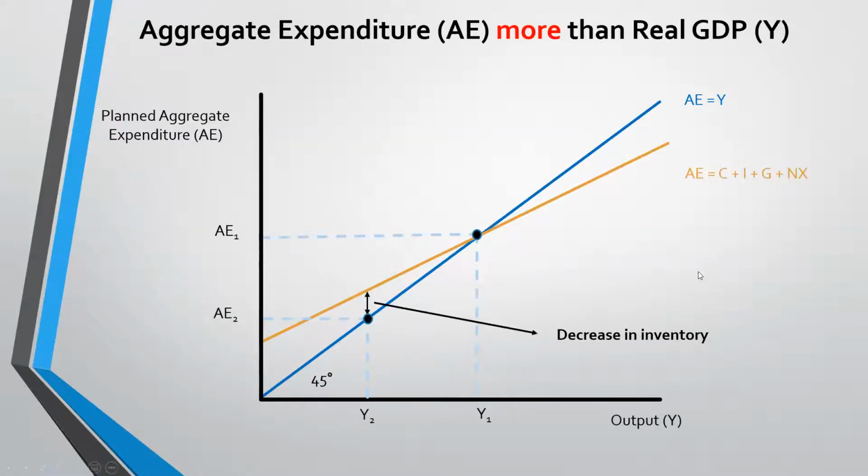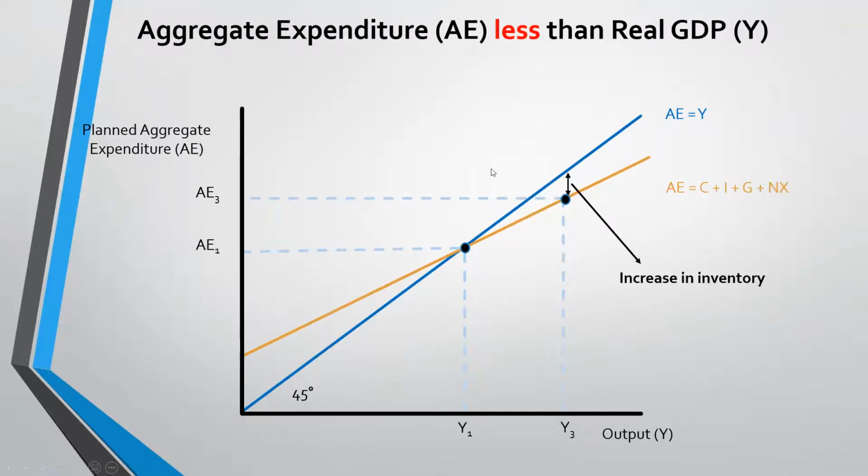All right, so what happens when aggregate expenditure is greater than real GDP? Well, as you can see here, it's greater than your real GDP. So you have total spending, which is the orange line, greater than total production, which leads to a decrease in inventory. And what firms are going to do is increase production then. And so you'll get this equilibrium to go back to its initial position.